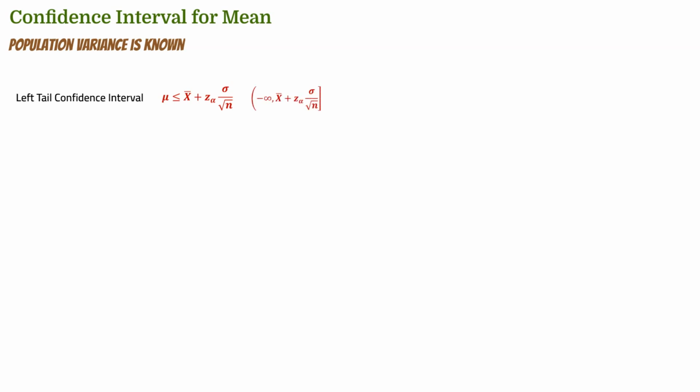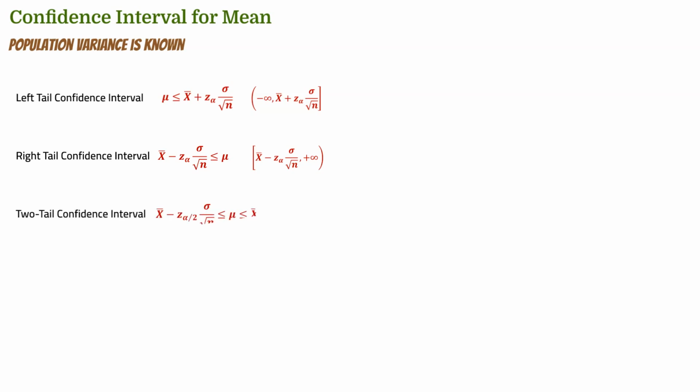Next, confidence interval for mean when population variance is known. The left tail confidence interval is mu less than or equal to x bar plus z alpha times sigma over square root of n, or you can put them in the bracket, minus infinity to x bar plus z alpha sigma over square root of n. Right tail confidence interval is x bar minus z alpha times sigma over square root of n less than or equal to mu, or you can put it in the bracket.